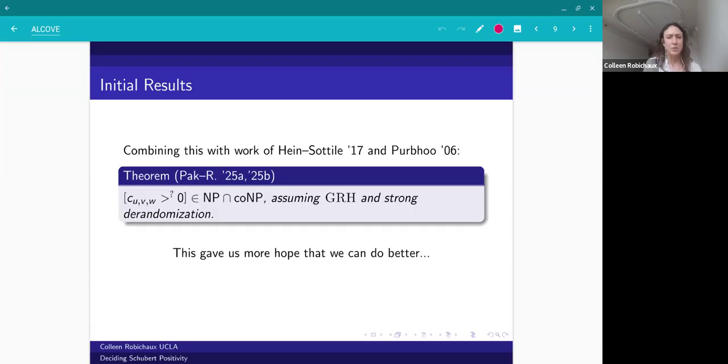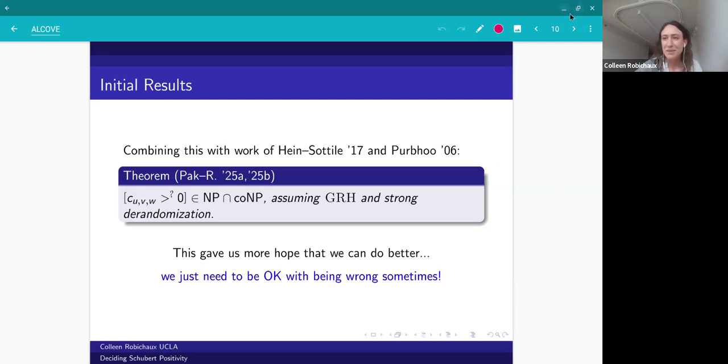So we took the sunny side road, and we got that this should be in this class NP cap co-NP, but we have these two very hefty $1 million+ assumptions along for the ride. But this gave us hope that we could actually try for something more. What we have to do is be okay with maybe being wrong sometimes. It's a good lesson in life, being okay with being wrong sometimes.